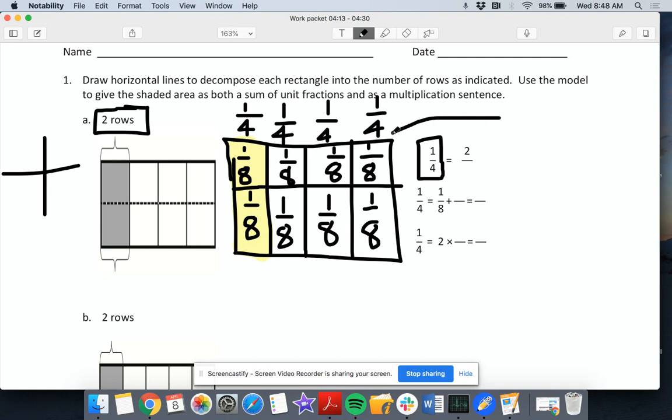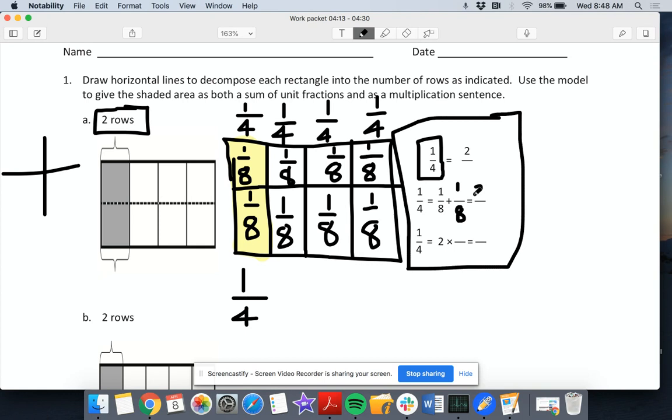Okay, and then our next step is to go ahead and fill in these number sentences. So we began with 1/4, and now 1/4, we know that is equal to 1/8 plus 1/8. Okay, or that's the same thing as what? I know. 1 plus 1 is 2, and the denominator stays the same. So 1/8 plus 1/8 is 2/8.